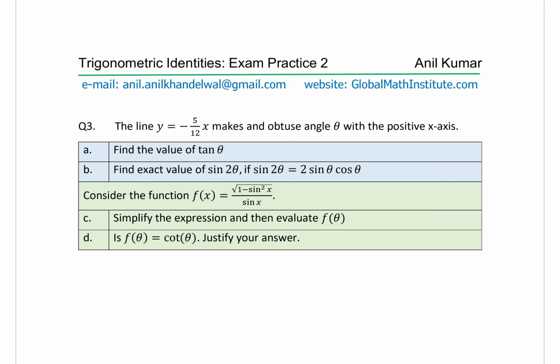Consider the function f of x equals square root of 1 minus sine square x over sine x. Simplify the expression and then evaluate f of theta. Is f theta equals cot theta? Justify your answer.